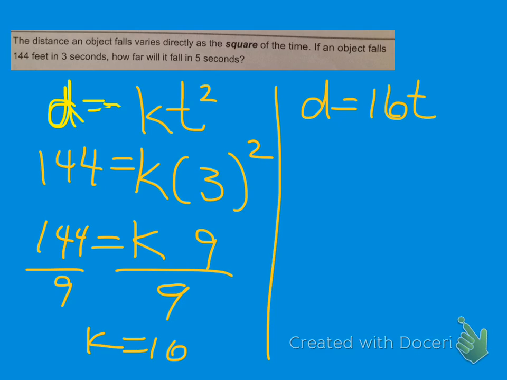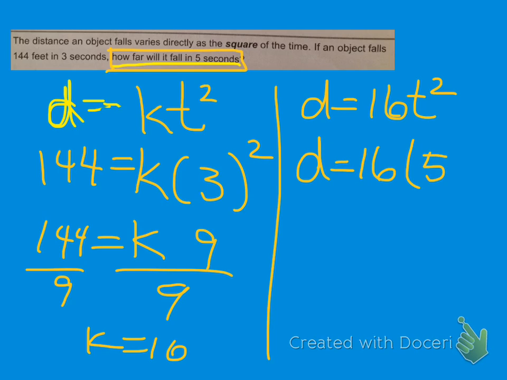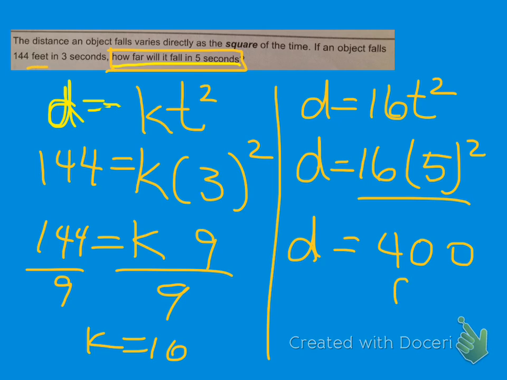Now, it says at the end here that we're going to say how far does it fall in 5 seconds. So the how far is the d, and the time is the 5 seconds. So we're going to place the 5 in the place of the t. We're going to multiply that 16 and the 5 squared together and get 400. We can't forget to write our feet. And we're done.